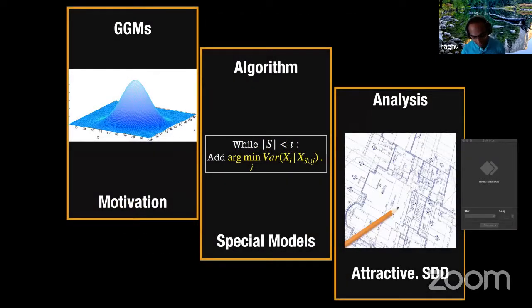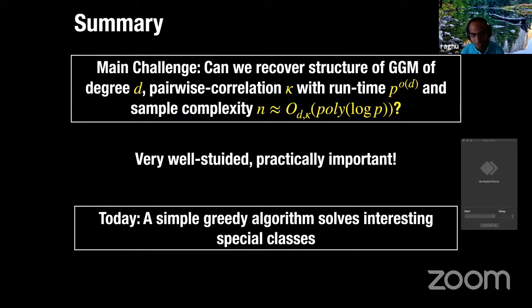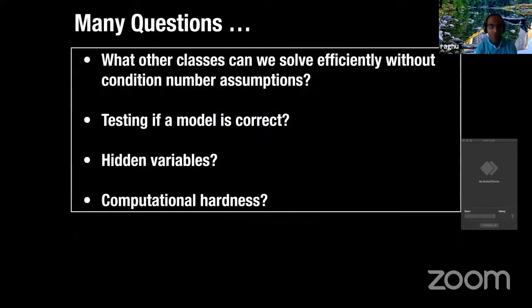Okay. So that's all I wanted to say. Let me now summarize the three parts. In summary, the main question that we started out with is whether we can learn the structure of sparse GGMs with sample complexity that is polylogarithmic in p and fixed polynomial runtime for fixed degree d and pairwise correlation kappa, and you want runtime that is p to the little o of d. What we saw is that this is a very well studied problem. It's practically important, and there's a simple greedy algorithm which recovers previous guarantees and solves very interesting special classes of models. But there are many more interesting questions here.